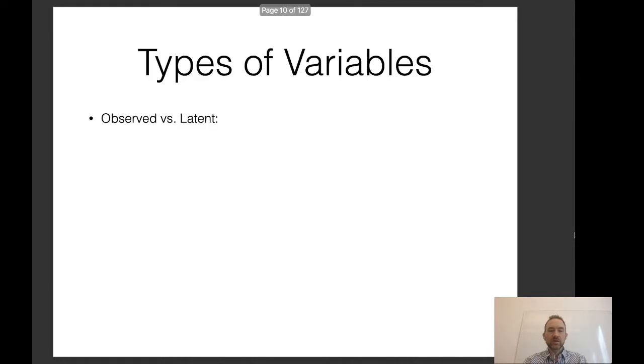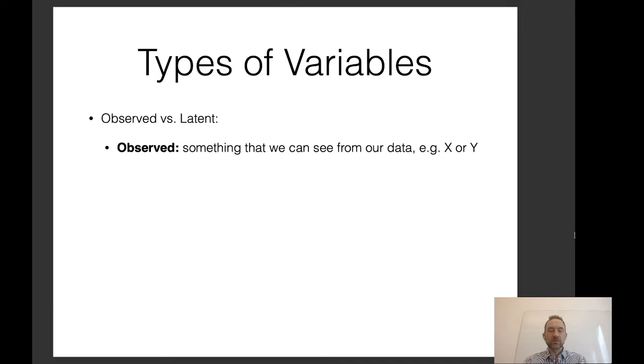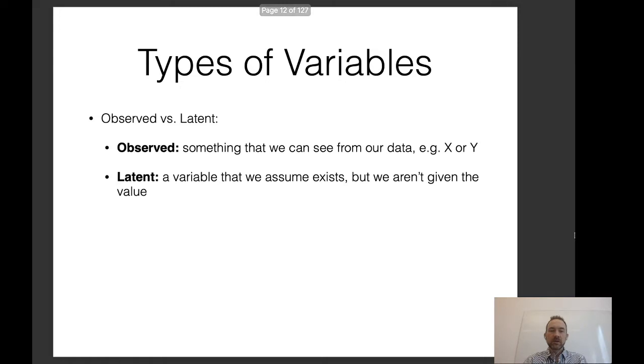And if we think about types of variables, there's a few different ways that we can break them down. So observed variables versus latent variables. Observed variables are something that we can see from our data. For example, the text x, which we get just from text that we observe anywhere, or even the labels y, which are provided by annotators, they're still nonetheless provided to us at training time. A latent variable, on the other hand, is a variable that we assume exists, but we aren't given the value.